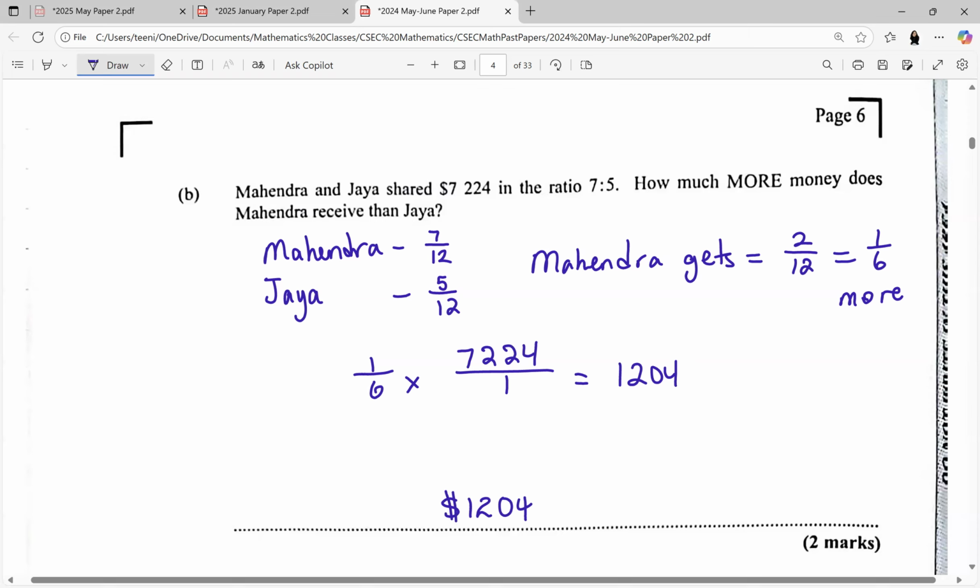There's another way you could have solved it. You could literally find what Mahindra gets. So you could have done 7/12 of 7,224 minus 5/12 of 7,224, and you'll get the same answer, 1,204.